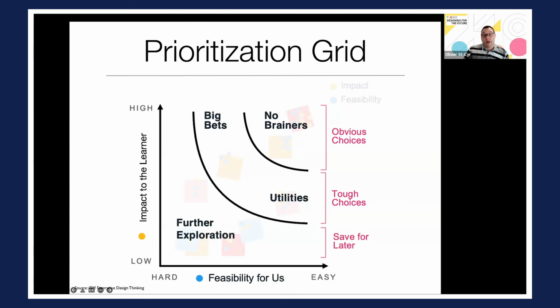The stuff in the middle is the hardest to think about. Those are the tough choices. Something that's highly feasible but has medium impact has high utility. Something that has lower feasibility but could have a lot of impact is a big bet, right? Because we might have to sweat a little bit more in terms of implementation and feasibility, but we know if we pass that hump, we'll get a lot of impact. So we're taking a risk, we're taking a chance, it's a big bet, right?